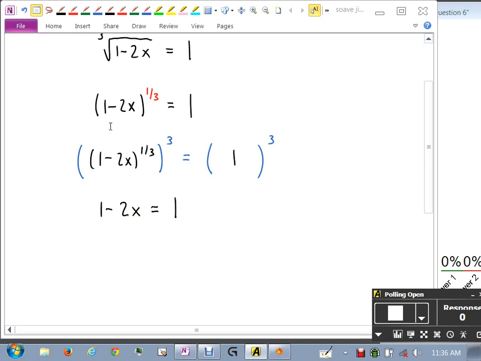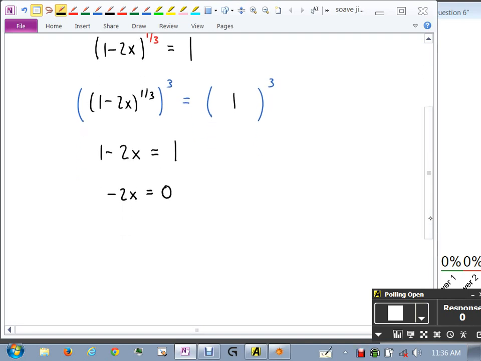So I'll go ahead and subtract 1 from both sides. What would that give me? 0. And then solving this, divide both sides by -2. 0 divided by -2 is 0. Now, I don't have to check my solutions, although I would encourage you to check your solutions. I don't have to because I raised it to both sides to what? The third, odd power, right? Even powers you need to check.